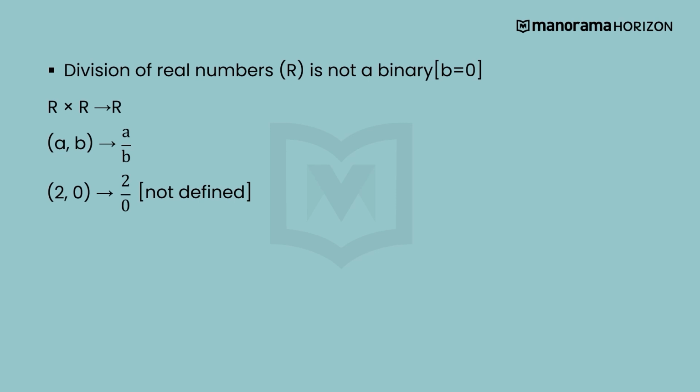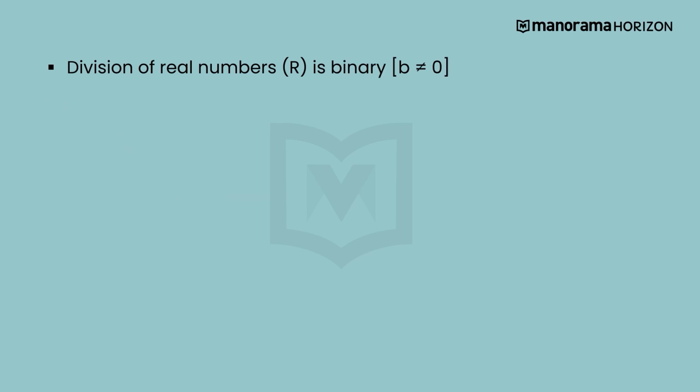So anything divided by 0 is not a binary operation. Division of real numbers is a binary operation for B non-zero. That is, R cross R to give R is given by (A, B) giving A by B. For example, (3, 2) which will give 3 by 2, which is also a real number. Now, subtraction and division are not binary operations on natural numbers.